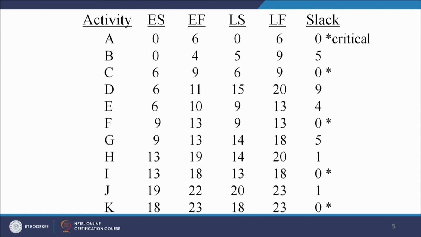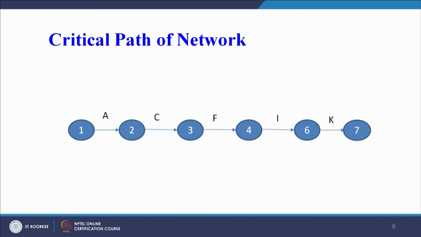And similarly, if we do the calculation in the tabular form, early start, early finish for each and every activity, we can see activity A slack is 0, C slack is 0, F slack is 0, I slack is 0 and K slack is 0. So A, C, F, I and K is our critical path. That path for which our slack is 0 is the critical path.